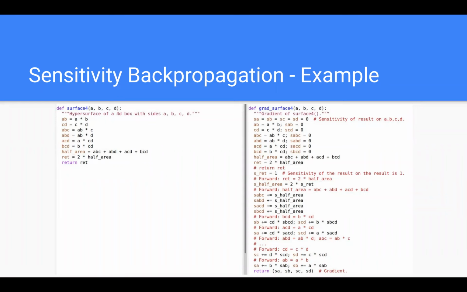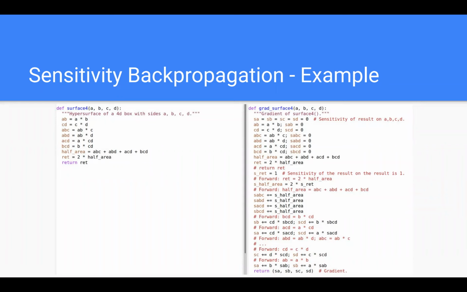Now looking to the right, here we see what we get after doing the transformation that gives us a fast gradient. So the first line after the function documentation string, docstring, introduces sensitivity accumulators for the input parameters. Then in the following lines, we are just doing the same calculation as before, but as you see, to the right of every intermediate quantity, I'm also introducing such a sensitivity accumulator.